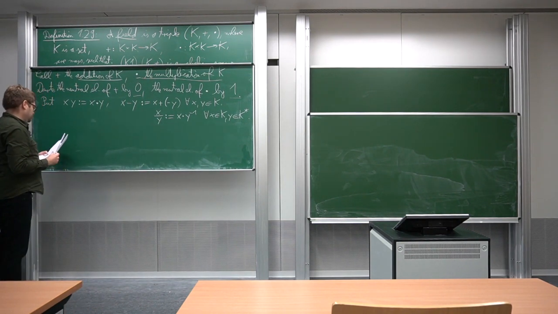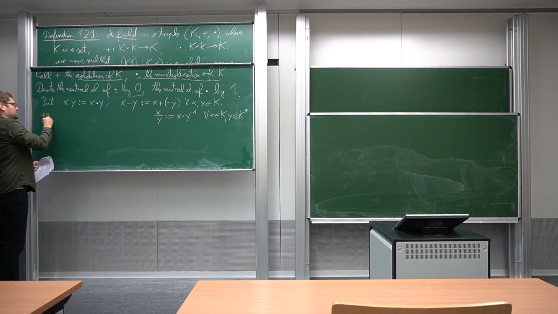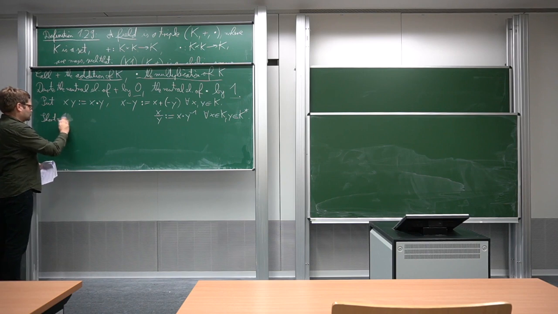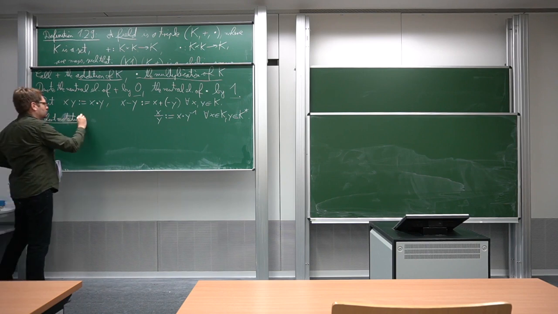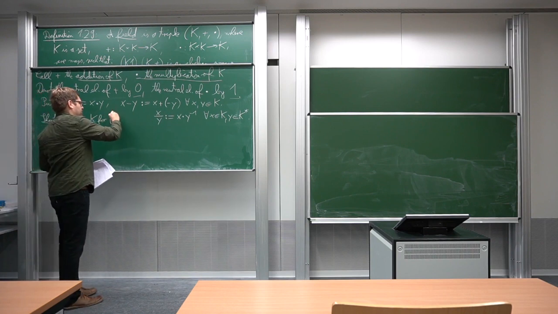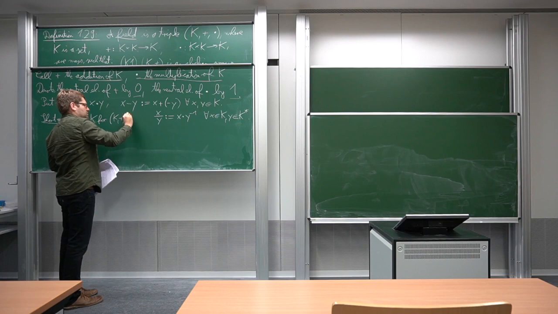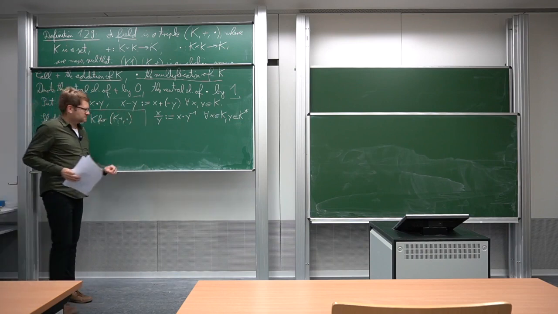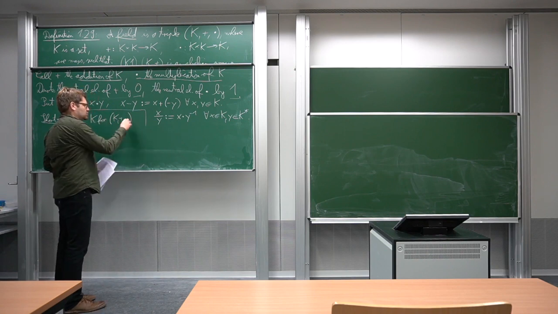Okay, and also short notation: if we write down the field, we don't want to write down the operations all the time, so we just write K instead of K, plus, dot, all the time. So this is just to abbreviate everything, if it's clear which plus and which dot we are referring to.